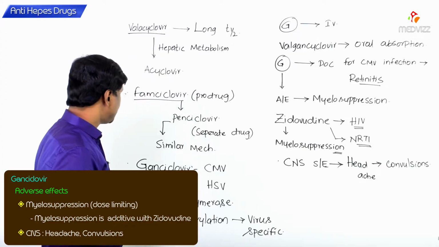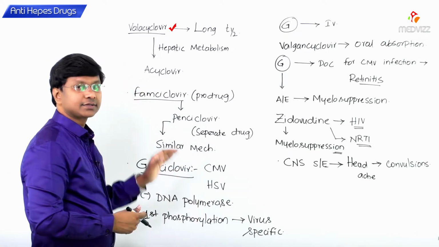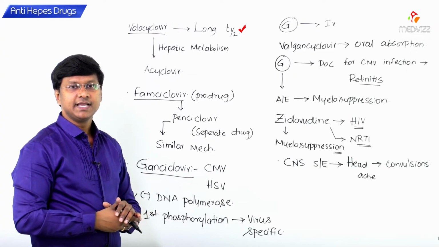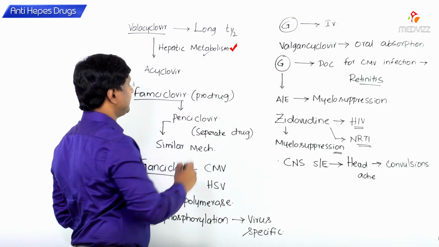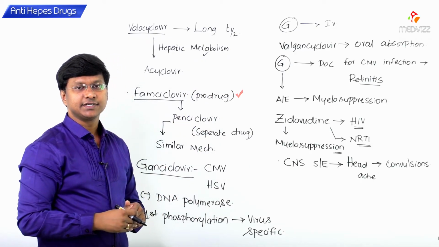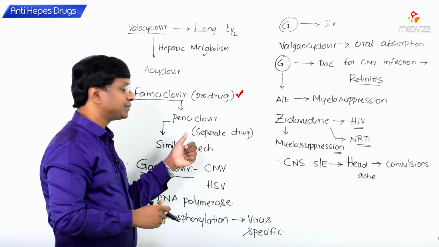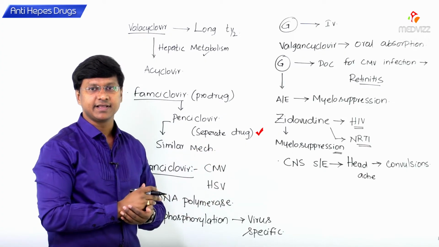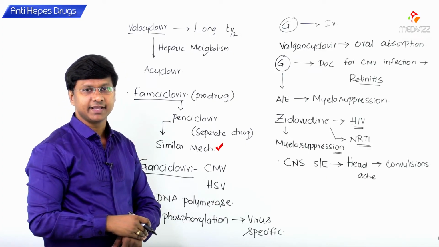Okay, so shortly revising these drugs. Valacyclovir has a long half-life and gets converted into Acyclovir by hepatic metabolism. Famciclovir is a prodrug that gets converted into penciclovir, and penciclovir is also developed as a separate drug as well. These drugs act via a similar mechanism.